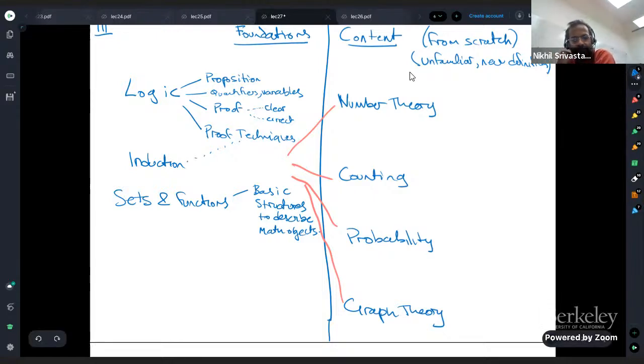Let's see. I'll send you a study sheet enumerating the different subtopics in each of these areas.